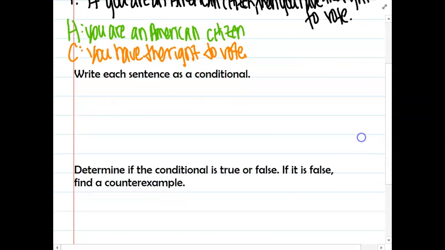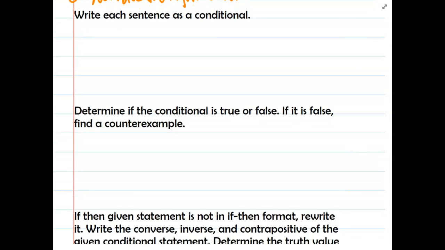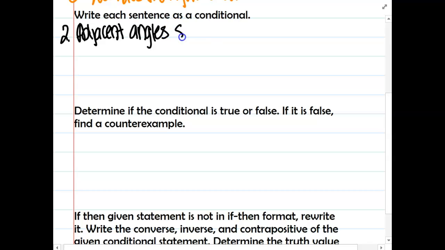Okay. Next thing, we want to write each sentence as a conditional. Now remember, the big thing whenever you're writing a conditional, I should see the word "if," and then your hypothesis, and then the word "then," and then your conclusion. Okay. So number 2, my first sentence: adjacent angles share a side.